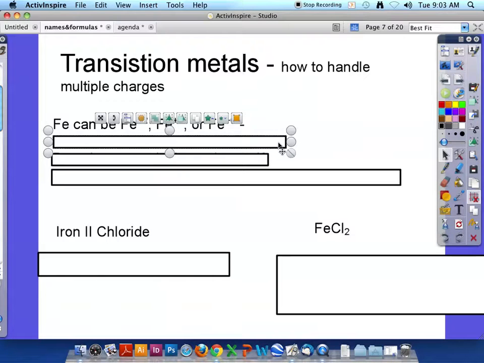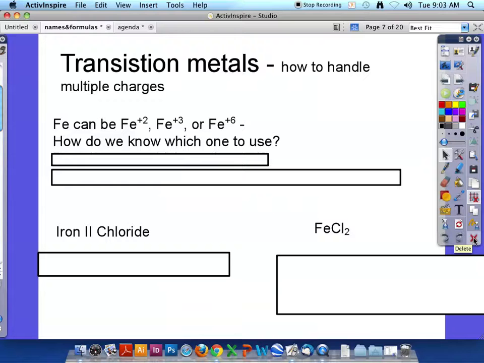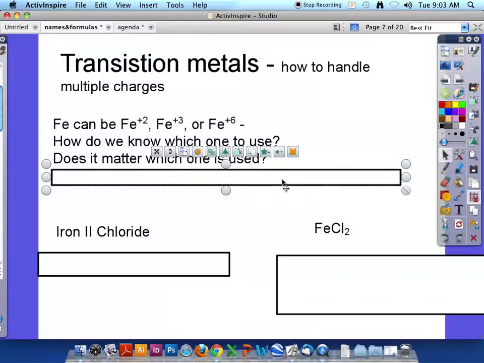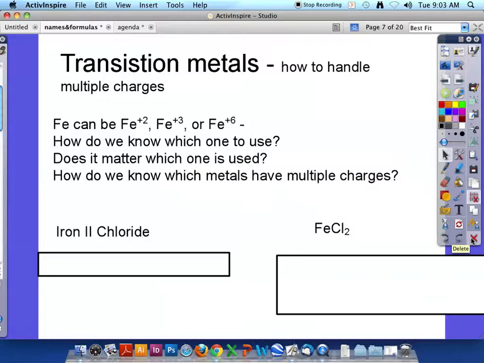asking is, how do we know which one to use? Another question that you might be asking is, does it matter which one is used? And if these two questions are in the affirmative, how do we know? Does it matter? Yes, it does. Then the next question is, how do we know which metals have multiple charges?